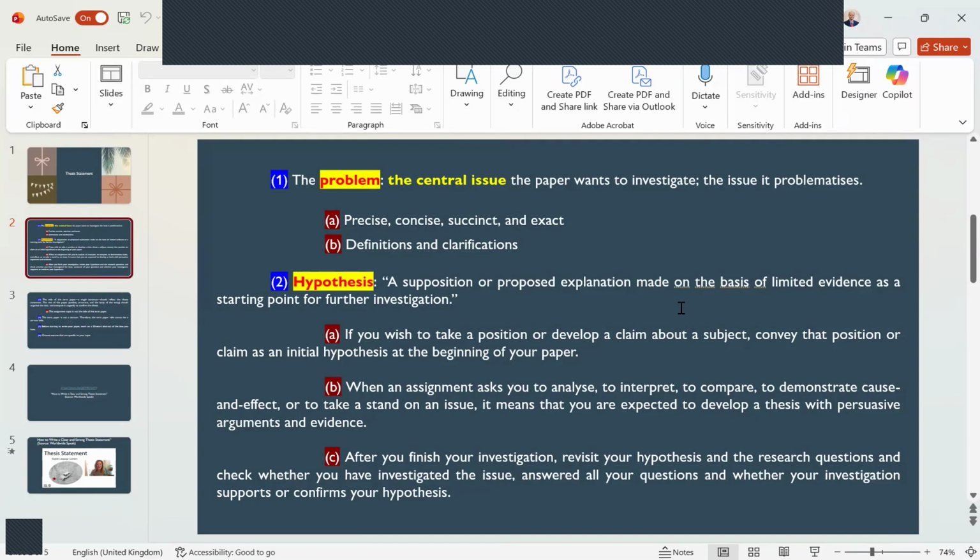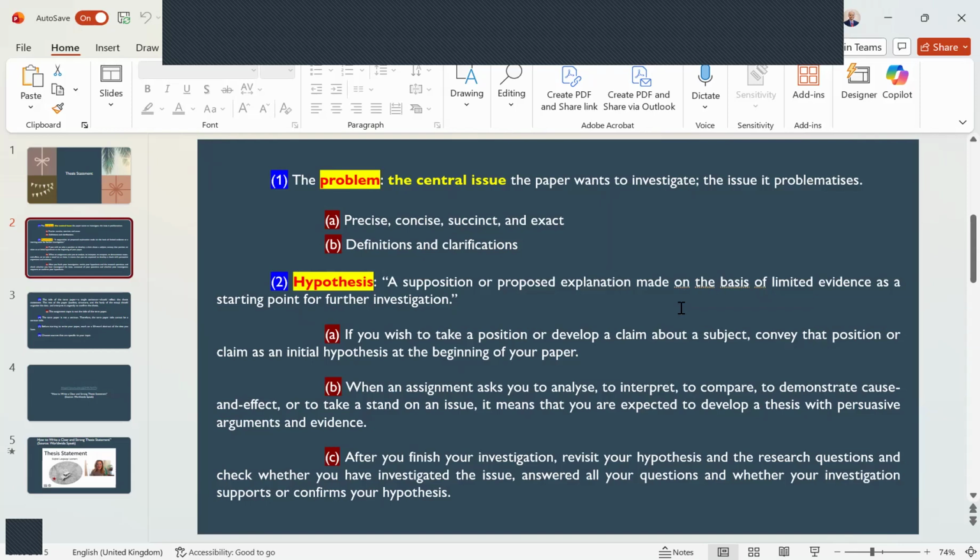That's the whole idea. Nobody under the sun is going to say, well, you cannot make that claim. You can make that claim, but you have to make your arguments stronger. After you finish your investigation, revisit your hypothesis and the research questions and check whether you have investigated the issue, answered all your questions, and whether your investigation supports or confirms your hypothesis. The point is to do your entire research and revisit your introduction, because it is in your introduction where you have clarified your position, where you have suggested certain questions and hypotheses.